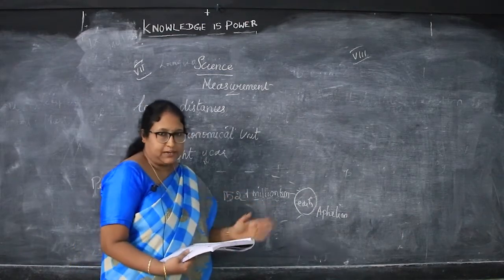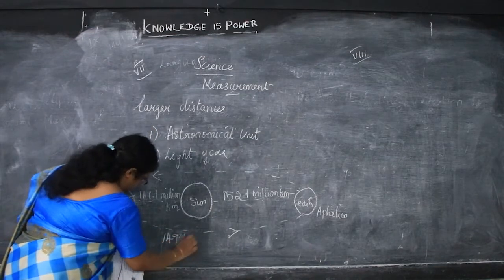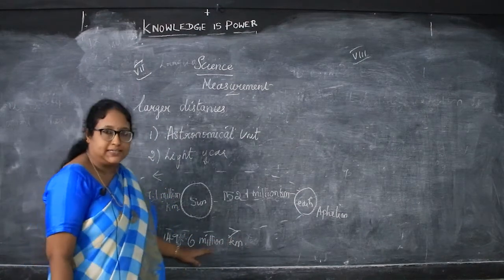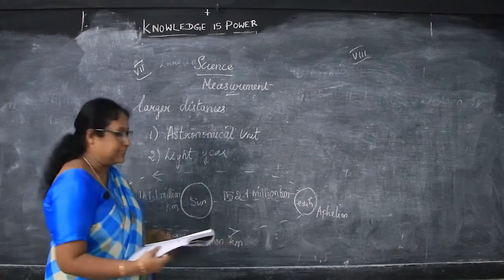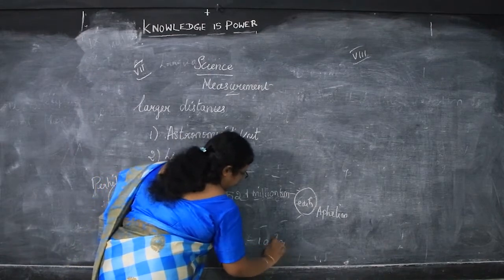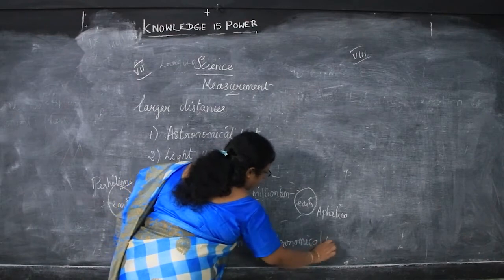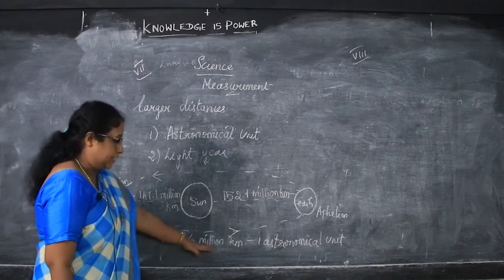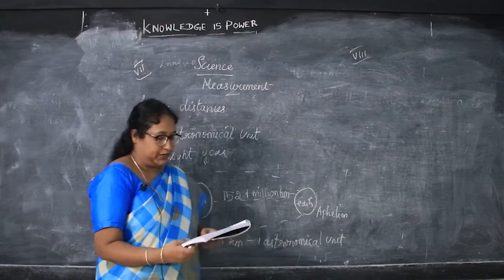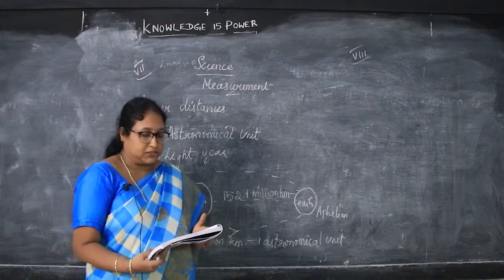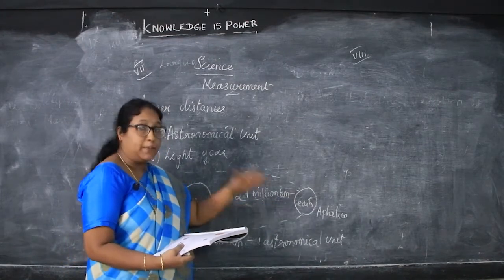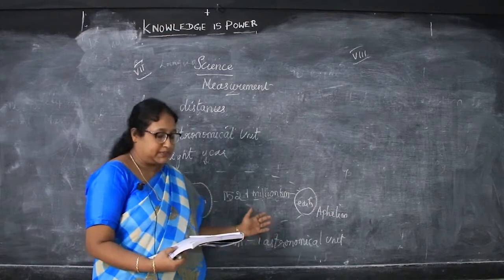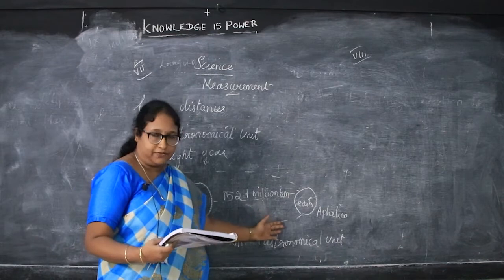Now, the average distance between the earth and the sun is 149.6 million kilometers. This average is taken as one astronomical unit. Neptune is 30 astronomical units away from the sun. So the earth we saw, but Neptune is a planet which is 30 AU away, that is, 30 times farther away than the earth.